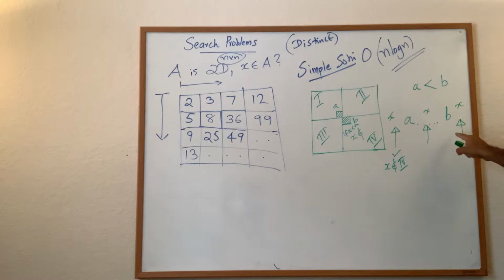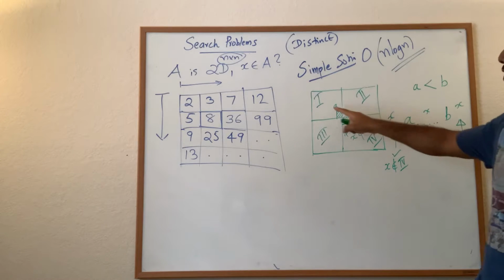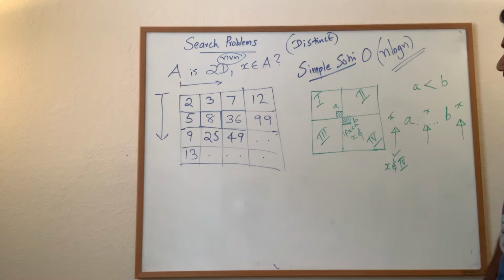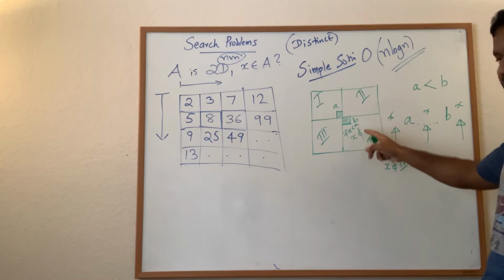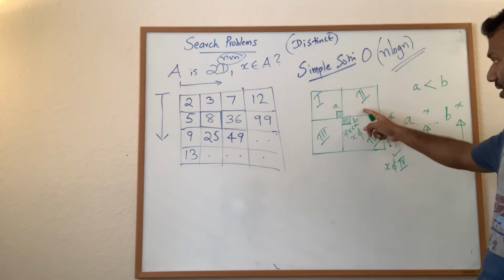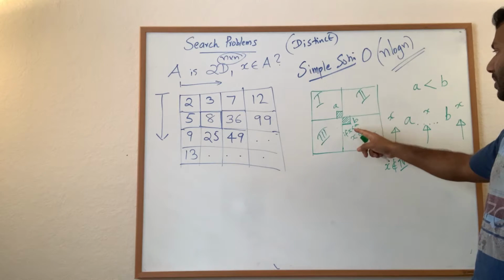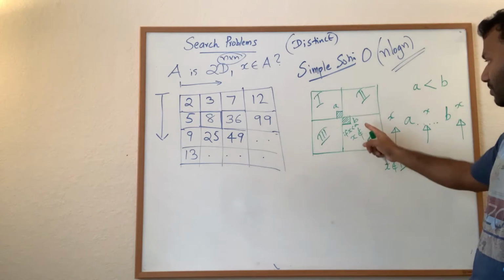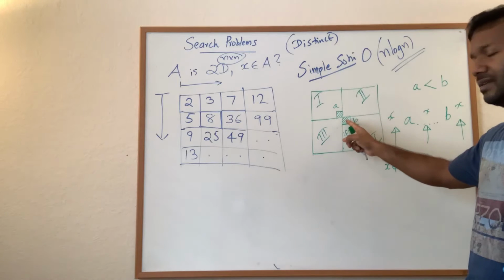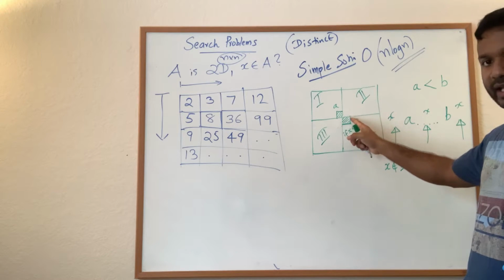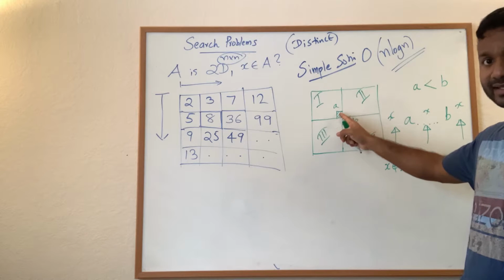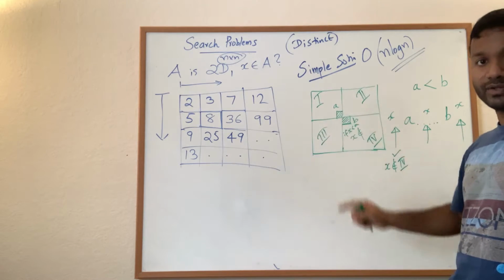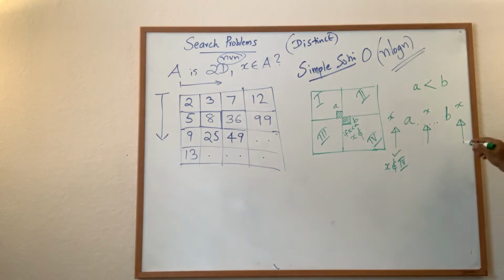Similarly, if x is more than b, that means x cannot be in the first quadrant, right? If x is more than b, it could be here, it could be here as well, or it could be here as well, but there is no way it can be here because b is less than or equal to x. That means a is strictly less than x, and all the numbers here are also strictly less than x. That means in this scenario, x cannot belong to the first quadrant.